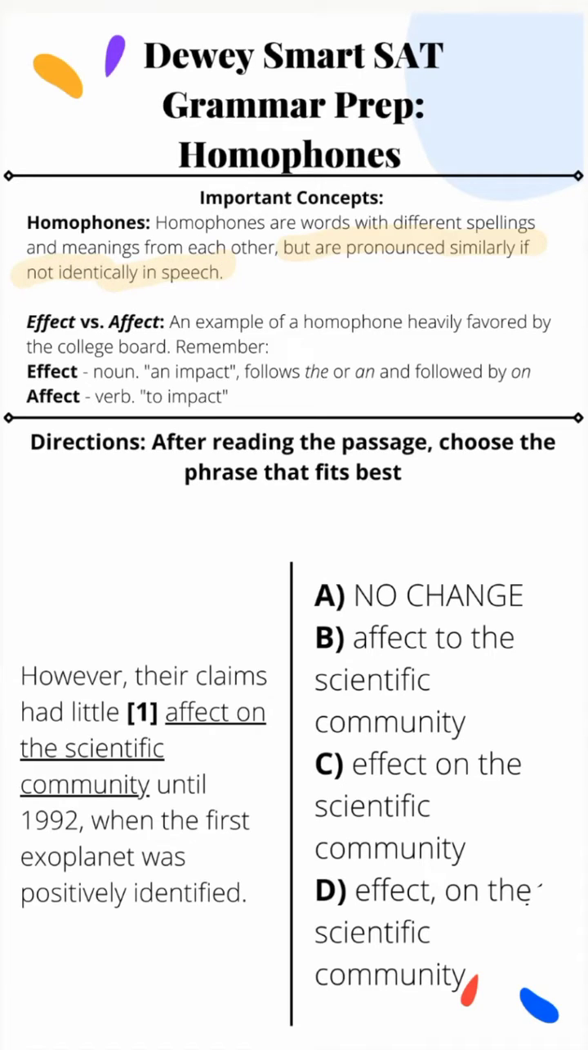So, one of the biggest examples of this, and an example of a homophone that is actually heavily favored by the College Board, is effect versus affect. Now, you're going to need to remember that effect is a noun, and it means an impact, and it's usually followed by the, or, and followed by on. So, those are a few prepositions surrounding it that you can use to figure out which one you're supposed to use. But affect is a verb, and it means to impact.